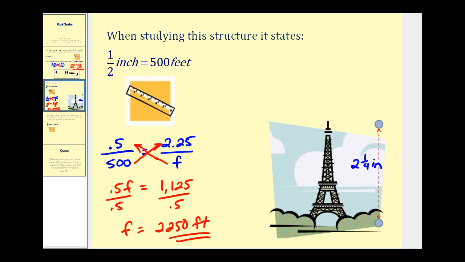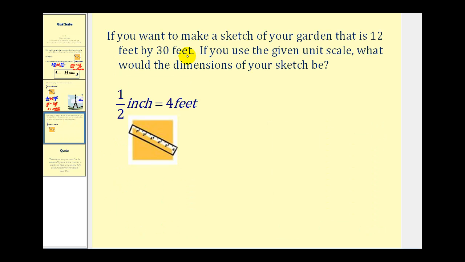Let's take a look at one more example using this information in the opposite direction. Let's say you want to make a sketch of your garden that is 12 feet by 30 feet. If you use the unit scale 1/2 inch equals 4 feet, what would the dimensions of the sketch be so that our sketch is proportional to the actual size of the garden? So the ratio we're going to use to do these conversions will be 1/2 inch is equal to 4 feet. So we'll have 0.5 inches to 4 feet.